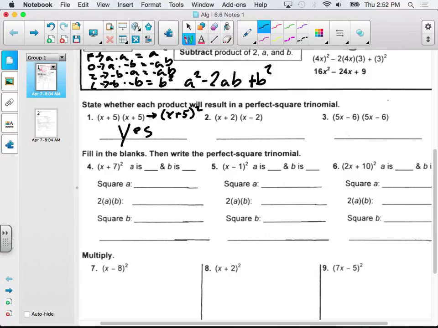So, number 2, yes or no? Why? Because there are different signs. We can't write it as just one binomial, right? So we would say no.